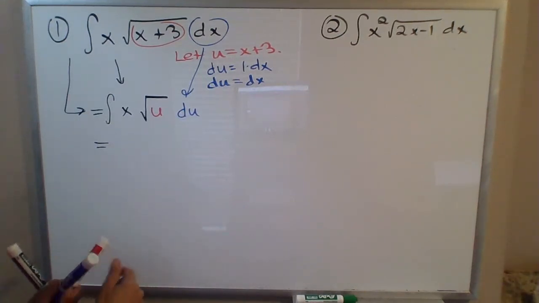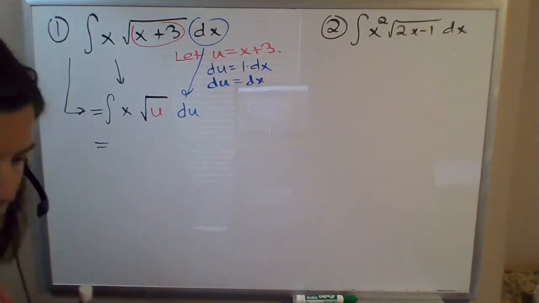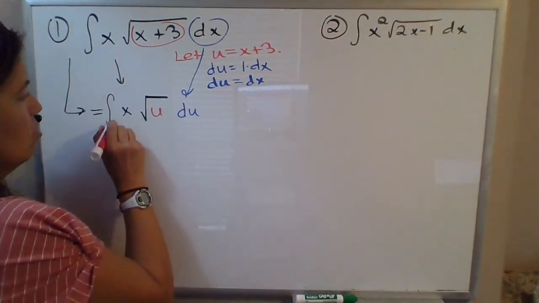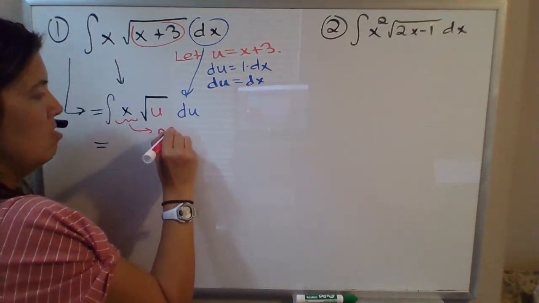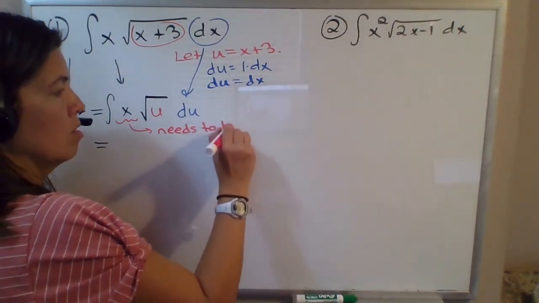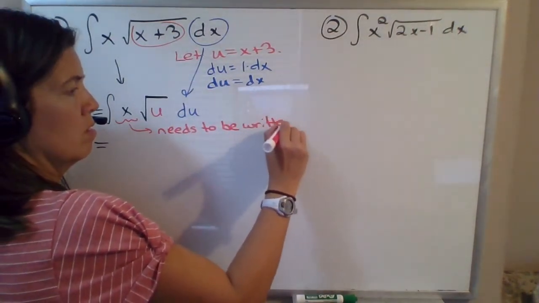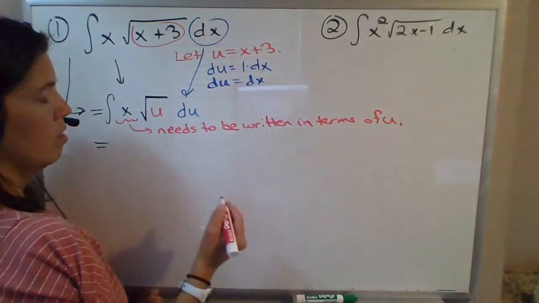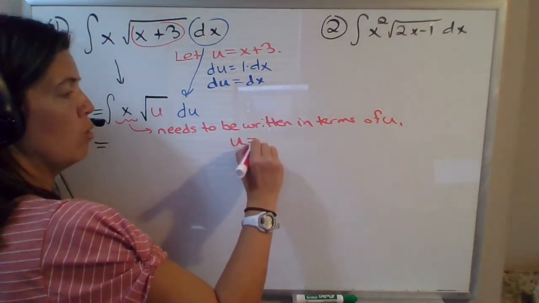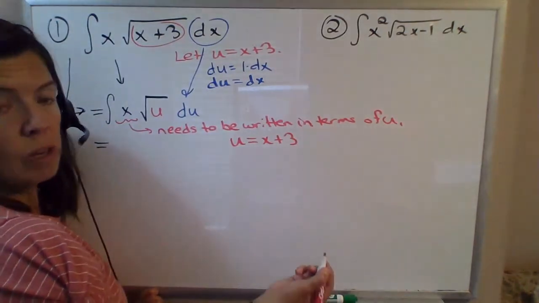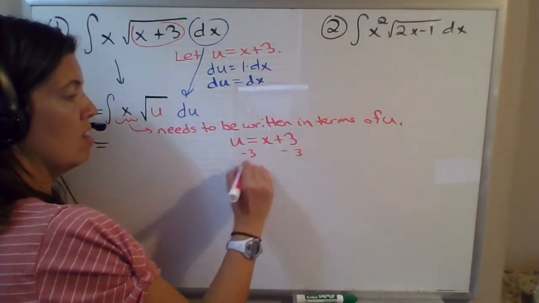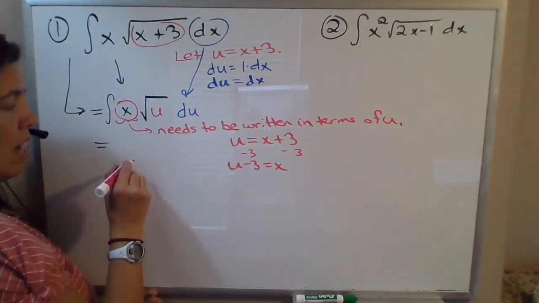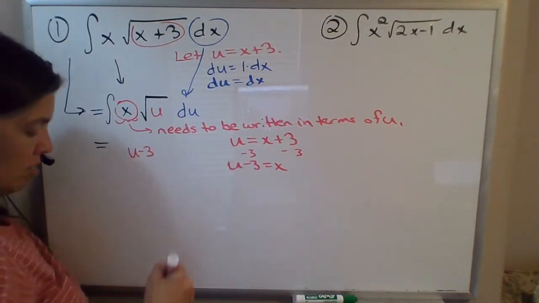We need to somehow, I have arrows going everywhere here, and I'd like to use another color. I suppose I'll use red. So the x right here needs to be written in terms of u. Well, in order to do that, we should go back to our substitution equation, u equals x plus 3. If u equals x plus 3, then it's fair to say that u minus 3 equals x. And so we can trade this x in for a u minus 3.